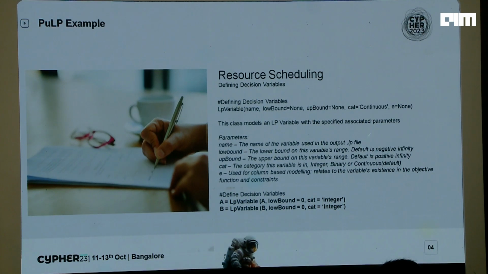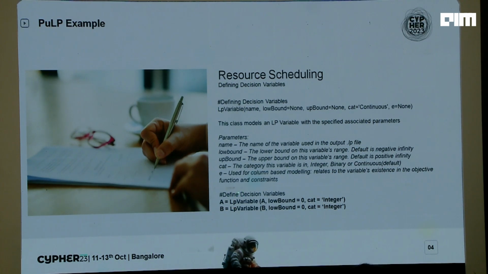The name is obviously the output. Then you have low bound, variables range, upper bound, and again the upper range. Then this can be a linear one, then it will be continuous, or it can be integer or binary as well. So there are options, right?